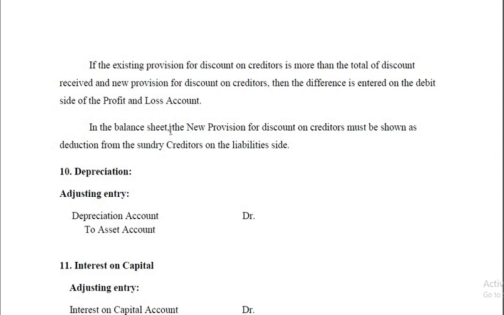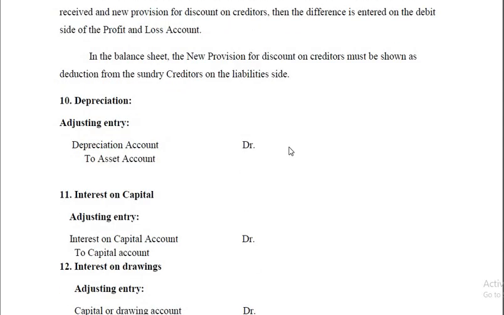Okay, what about the treatment in the balance sheet? In the balance sheet, new provision for discount on creditors must be shown as a deduction from the sundry creditors on the liability side. That's about provision for discount on creditors.